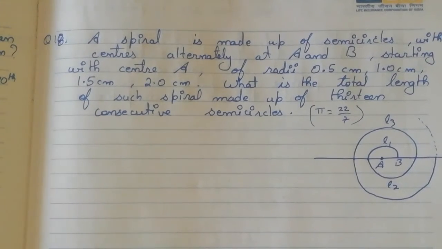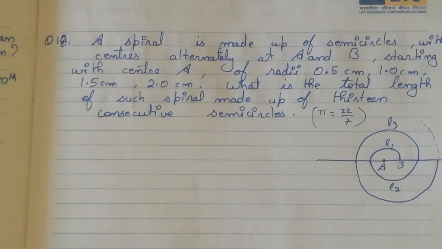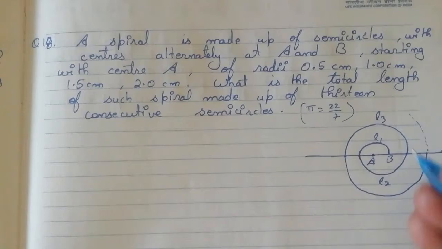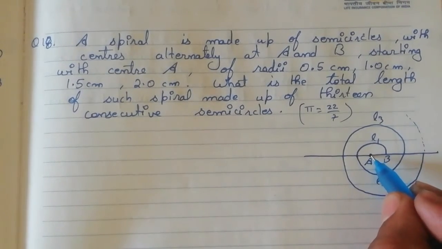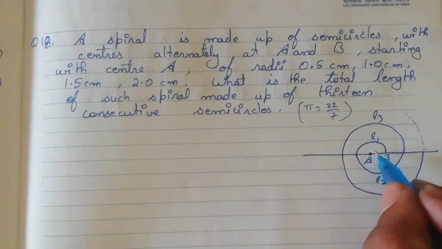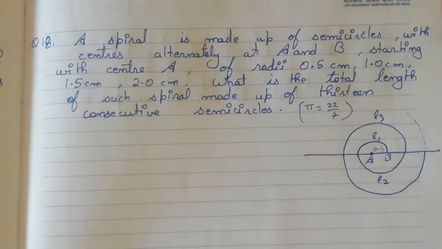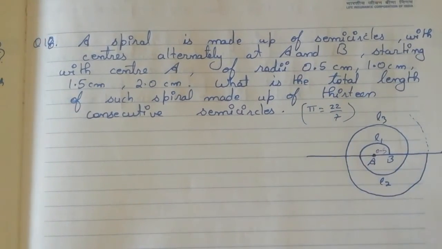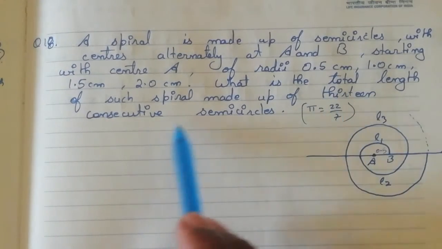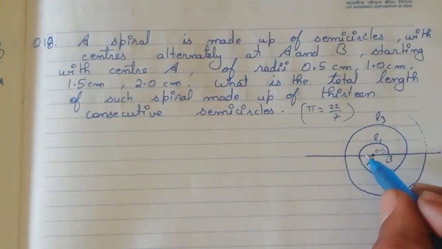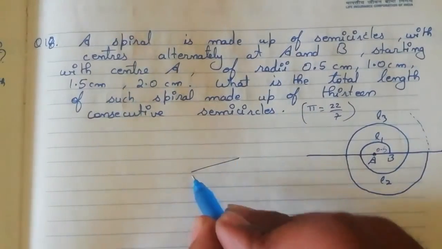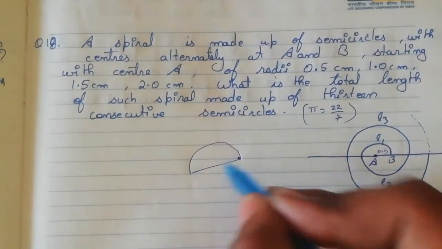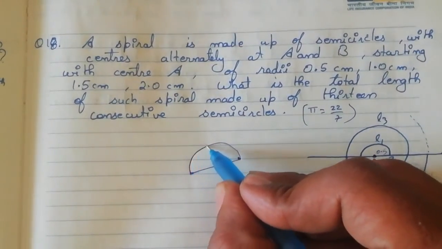Question number 18. Here a spiral is made up of semicircles. Now look at the figure. A is the center, and from A to B the distance is 0.5. It is given that the radius is 0.5. Now what is the total length of such a spiral? So we have to find the length. This is our semicircle and we have to find the length from here to this part.